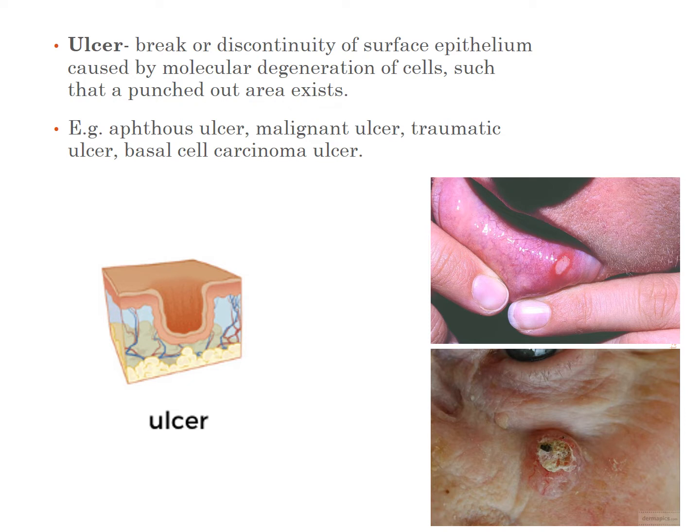An ulcer is defined as a break or discontinuity of the surface epithelium caused by molecular degeneration of cells, such that a punched out area exists. There are various ulcers found in the human body, and some found in the maxillofacial region would be an aphthous ulcer, malignant ulcer, traumatic ulcer, or basal cell carcinoma, like you've seen in the image over here. The second image, which is the ulcer on the skin, is an example of basal cell carcinoma.